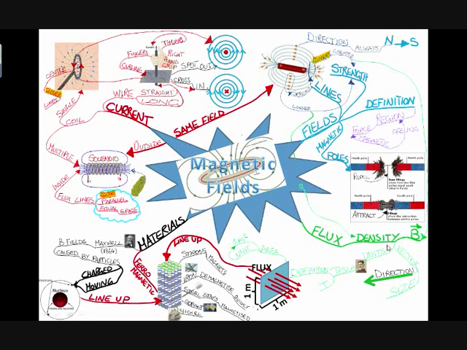The flux density has the units of Tesla, which is named after this gentleman who discovered this definition, and the symbol for Tesla is capital T. We define the Tesla as the flux density through a unit area of 1 meter by 1 meter, obviously.